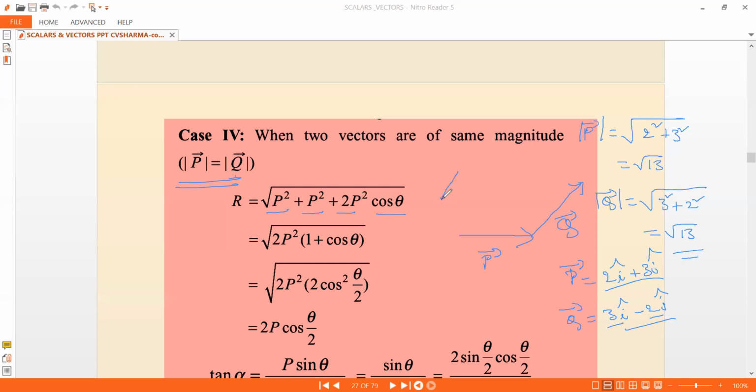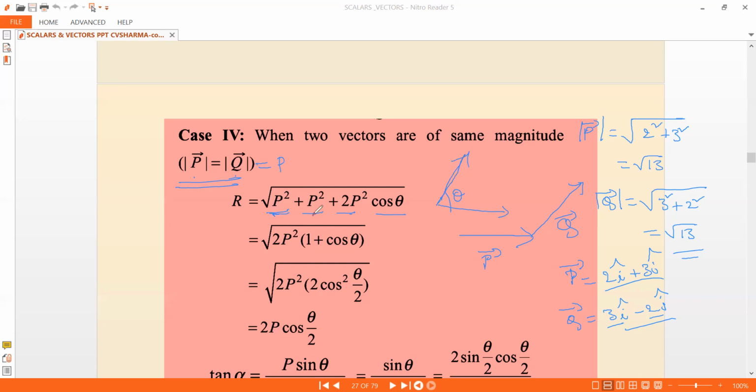Now it says that the tails of the vectors are matching like this. Let us say they make an angle theta like this. And now how will the resultant behave? To find the resultant, P bar and Q bar have the same magnitude, let us say P. Now plug that into the expression for the resultant of the vectors: square root of P square plus Q square plus 2PQ cos theta.